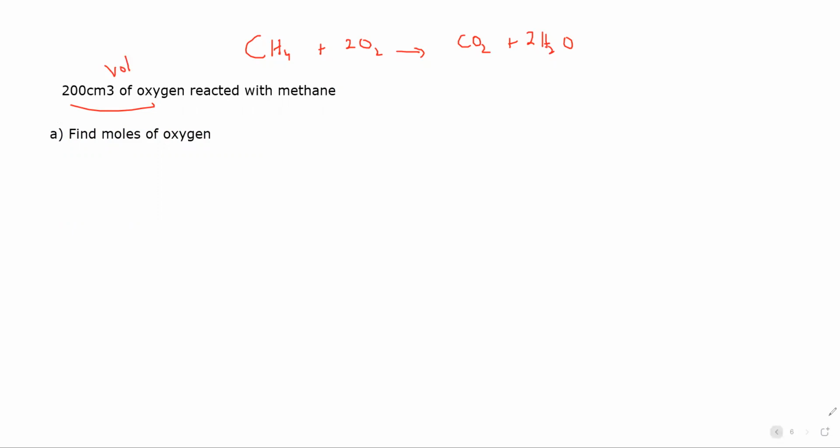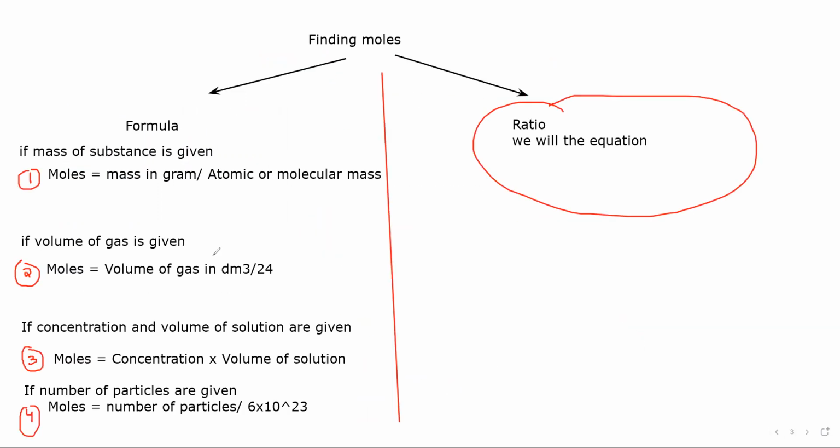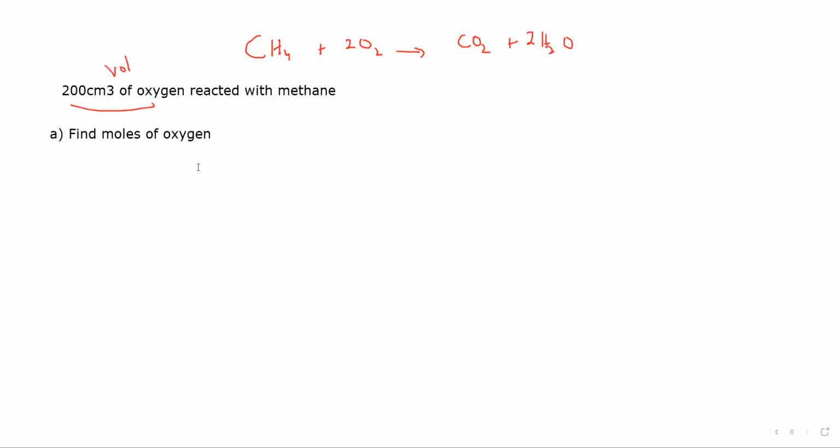So if volume of gas is given, which formula will we use? Moles equal volume of gas divided by 24. But that is volume of a gas in dm cube divided by 24. But here it is given in cm cube. So first we have to convert centimeter cube into decimeter cube. If you want to convert the centimeter cube into decimeter cube, you will divide by 1000. So 200 divided by 1000. So volume in decimeter cube will be 0.2 and divided by 24.